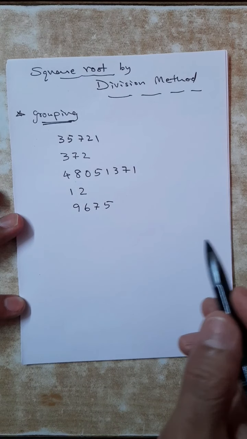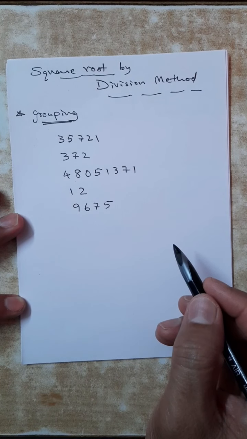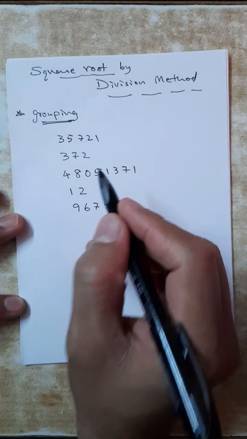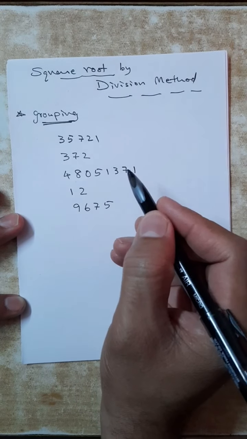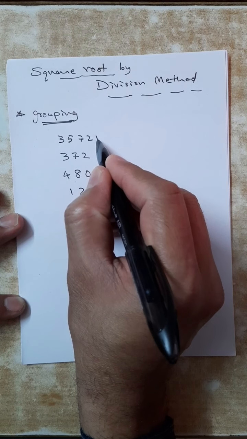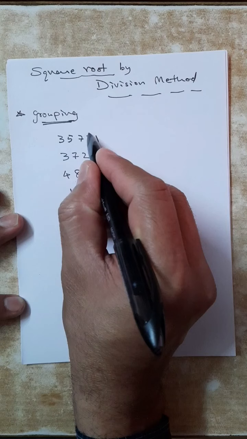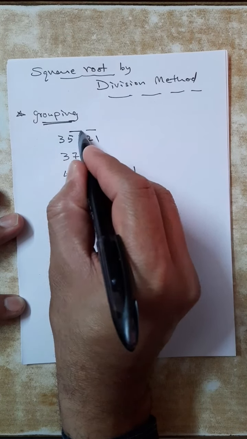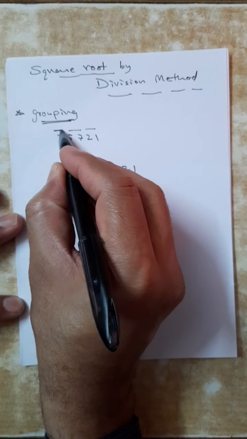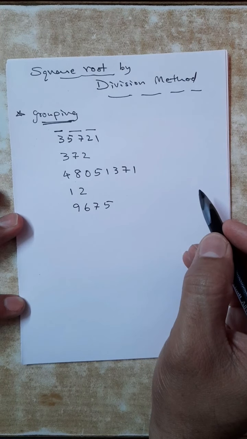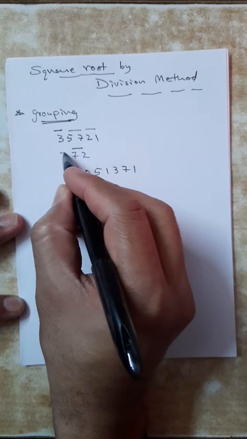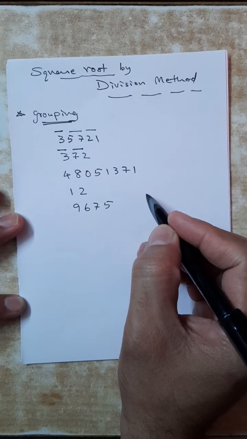So, first thing to do is we have to do the grouping. Grouping means a group of 2 starting from units place. Units place, that is 1's place, 10's place. 21 one first group, 57 another group, and now only one digit is there, so that also will be considered as another group. 372: 72 one group, 3 alone another group.